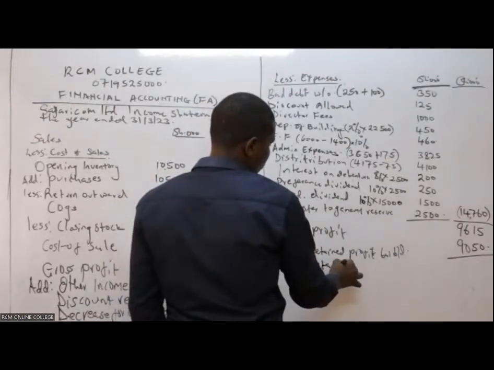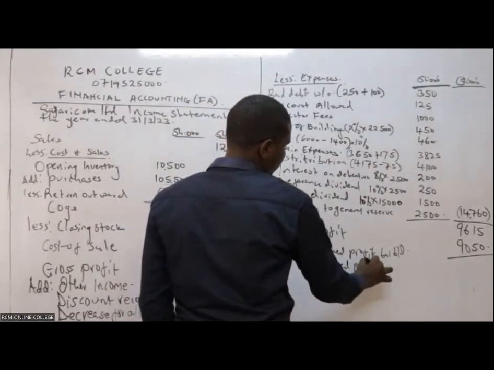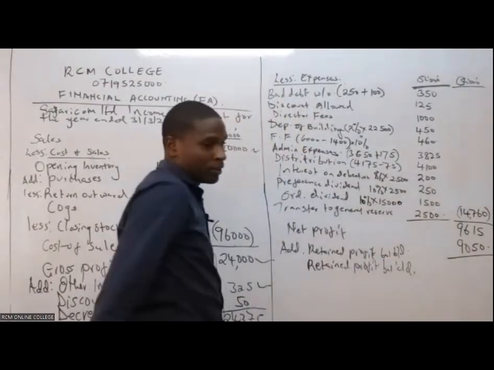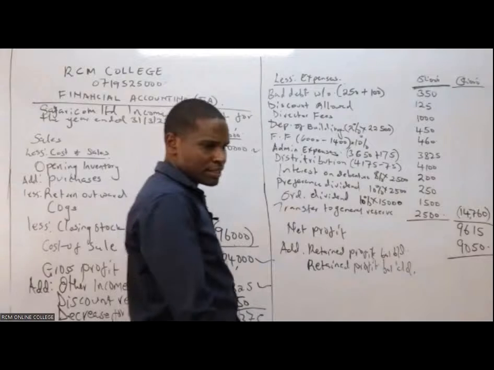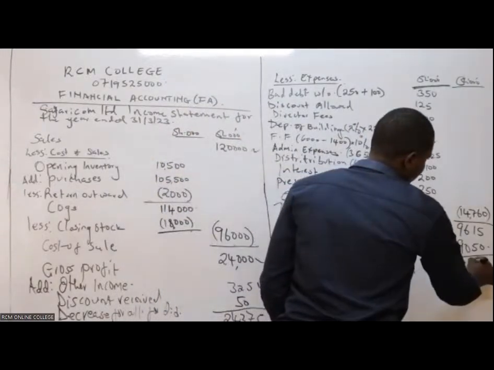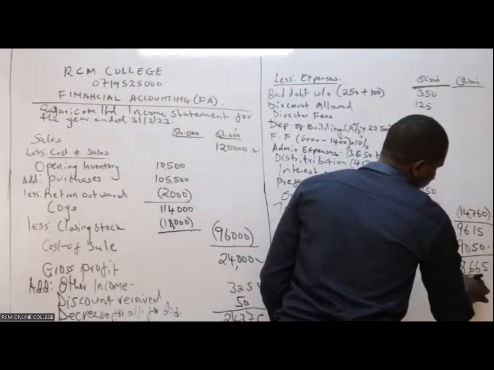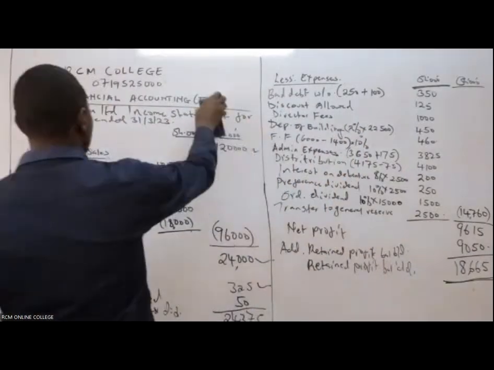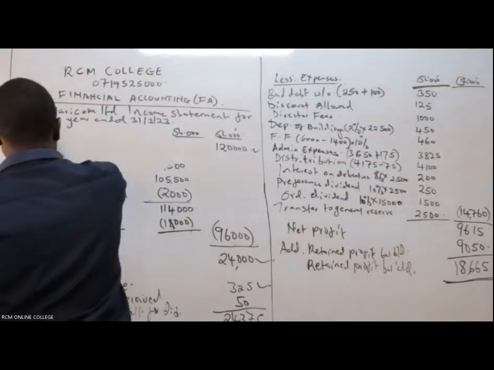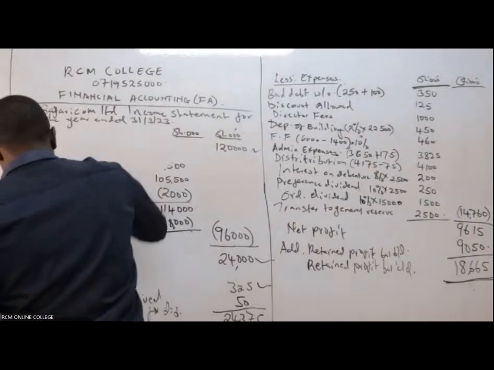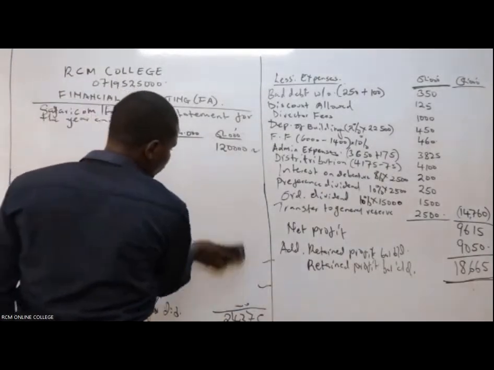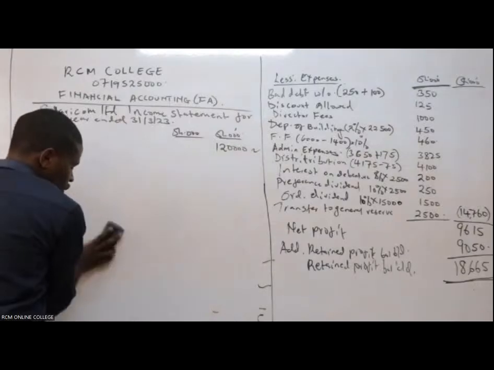You add that, then you get retained profit balance carried down. Now 18,665. Let's go to the balance sheet very fast. Let's prepare the balance sheet. That is the profit we shall be taking to our balance sheet.